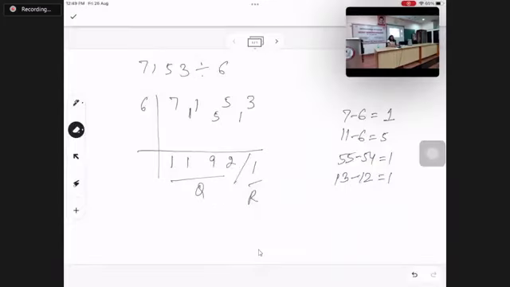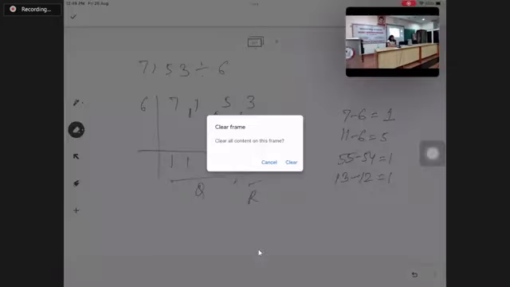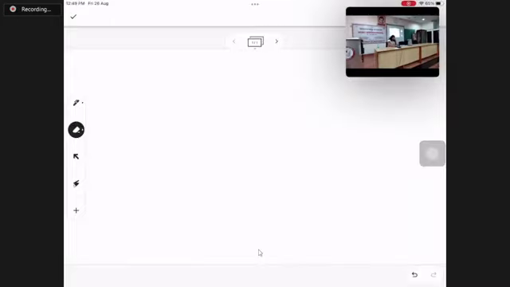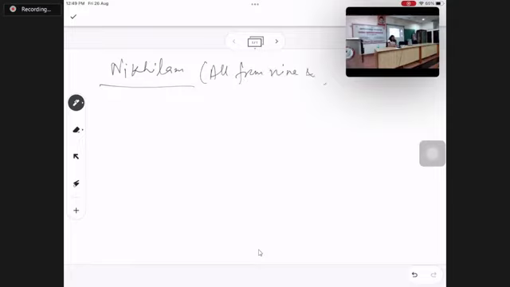Shall I explain this? So this method is known as vinculum. I think you are familiar with this vinculum in Vedic mathematics. This is the first sutra, and this is all from 9 and last from 10.